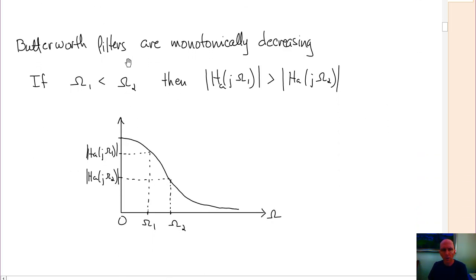As I had mentioned, Butterworth filters are monotonically decreasing. This always goes down, it never comes back up. So if omega 1 is less than omega 2, this magnitude here is going to be greater than this magnitude here. And we're going to use this property later on when we're designing the filter.